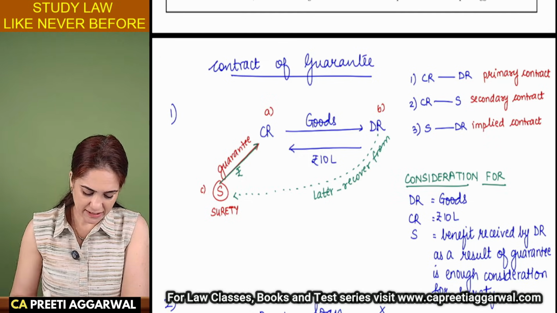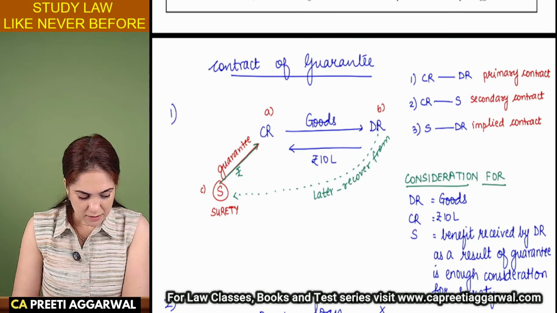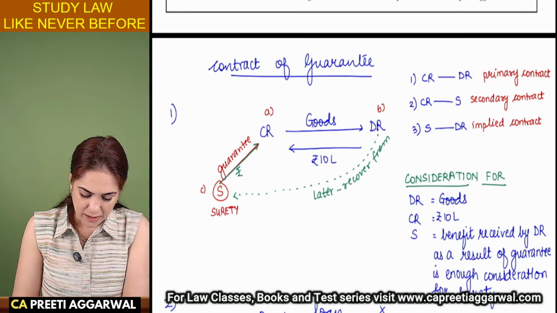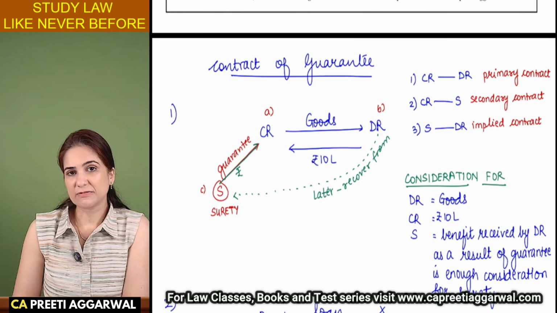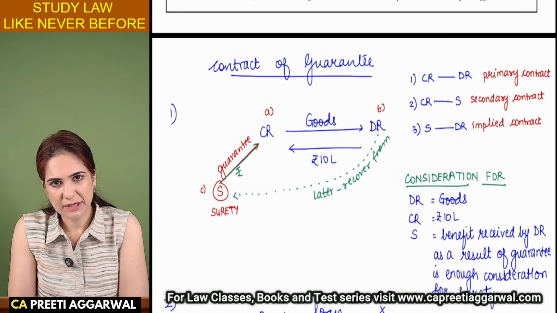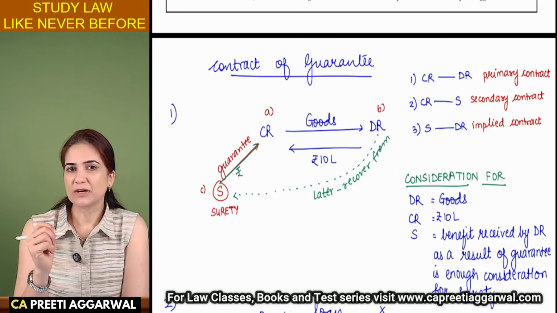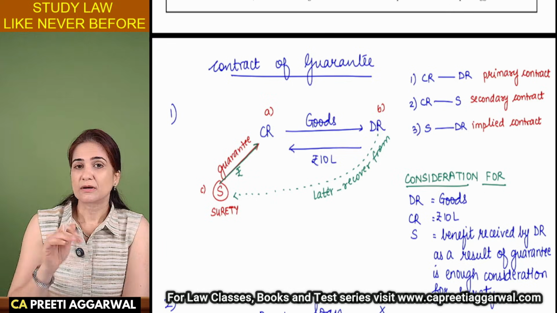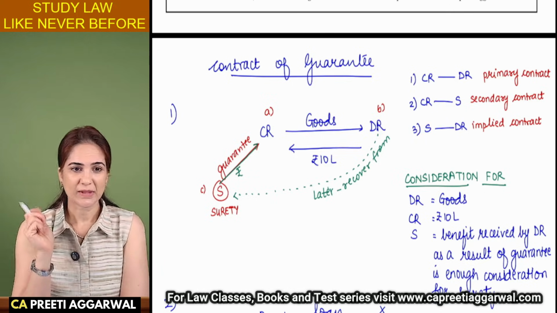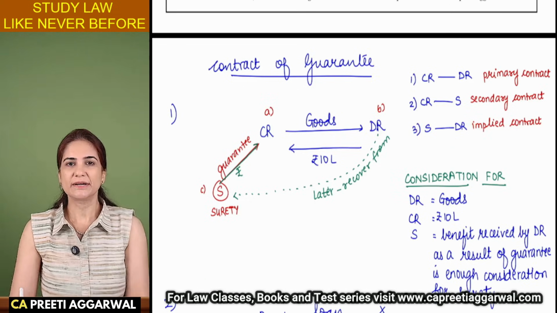There is another contract between the creditor and the surety. Now, if the debtor fails to pay, the creditor will recover the money from the surety. Surety will pay and then later on recover it from the debtor. It's an implied contract: I have paid your obligation, now you will have to reimburse that money. So there is an implied contract between the surety and the debtor.